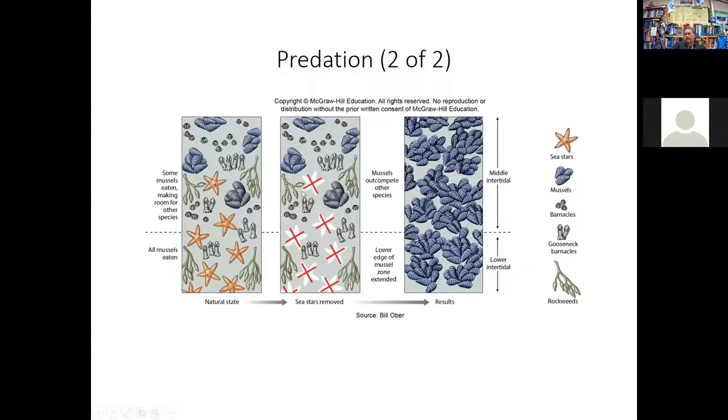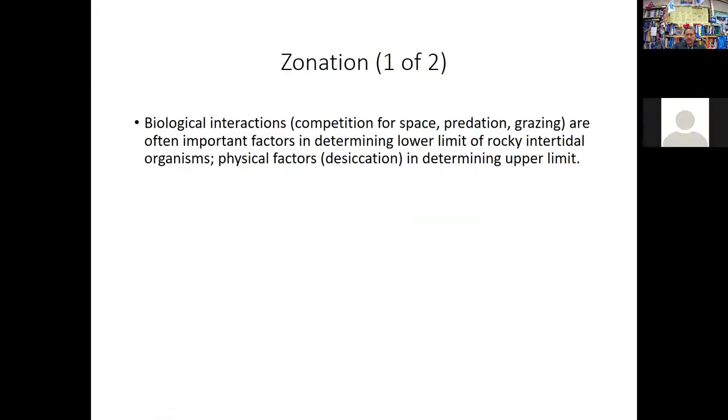In the kelp forest I mentioned, and we'll see in more detail in the kelp forest talk, the sea otters actually keep the sea urchins in check. So the sea otters are known in the kelp forest as a keystone species.